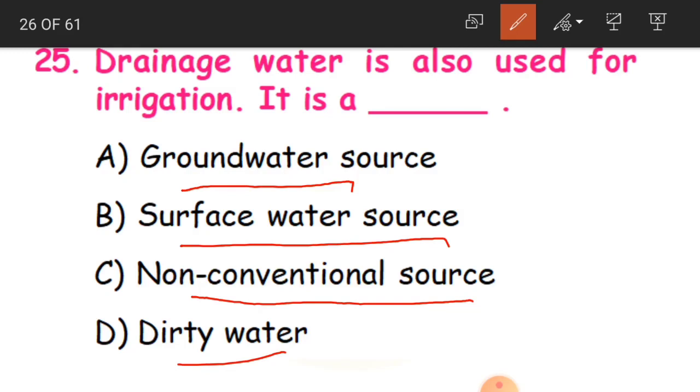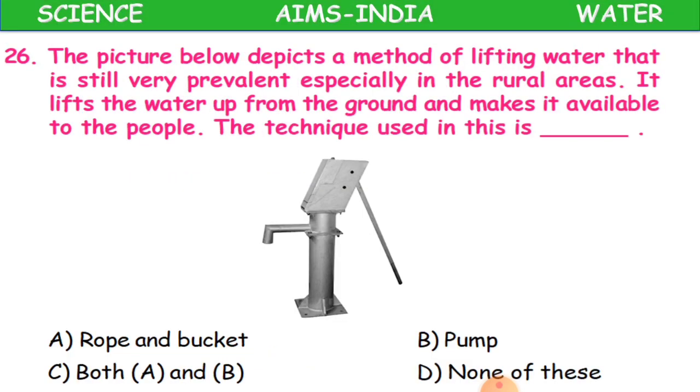So it is a non-conventional source, whereas groundwater source is wells, springs. Surface water source are lakes, rivers and reservoirs. And now this drainage water which we have already used, or some dirty water, is a non-conventional source. Okay, children, clear? Yes. Now the 26th question.